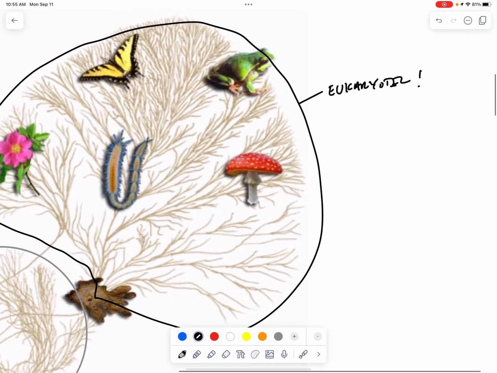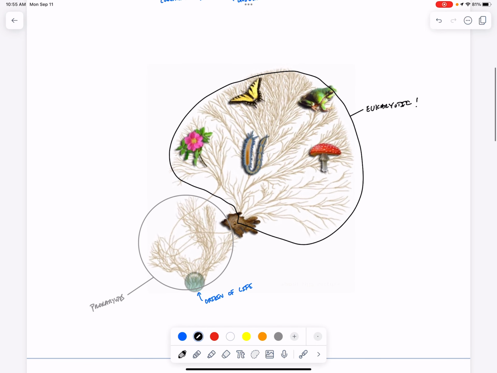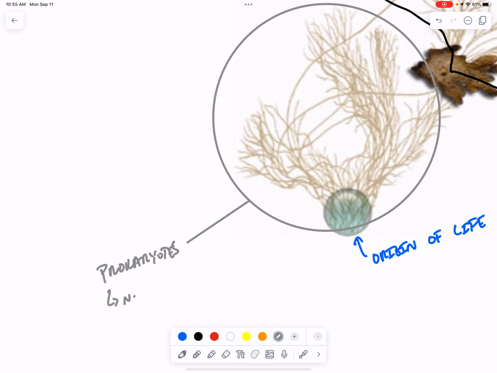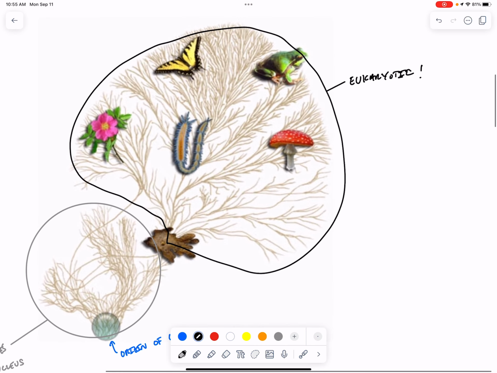Eukaryotic organisms have a nucleus. So I guess I should write those two things down. Prokaryotic organisms, no nucleus. And eukaryotic organisms have a nucleus.